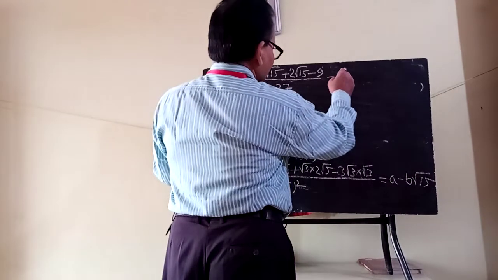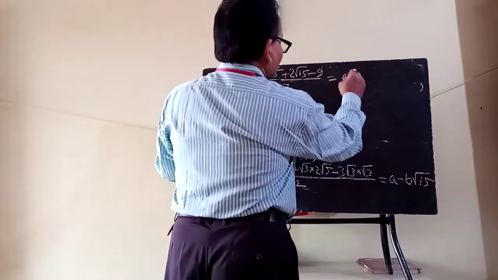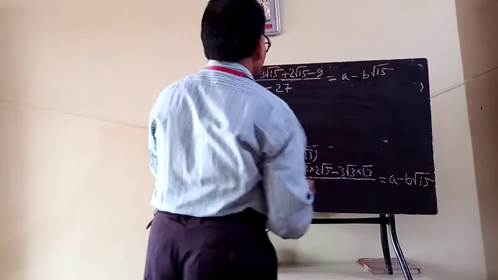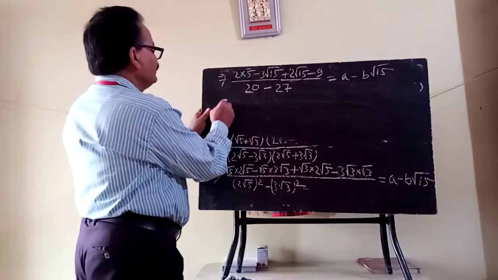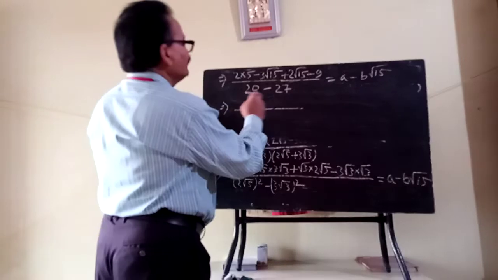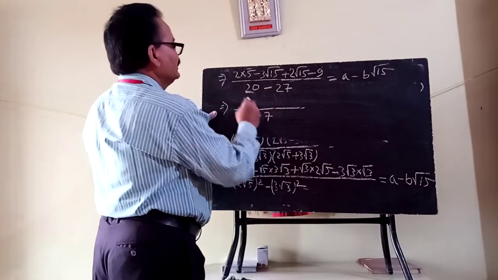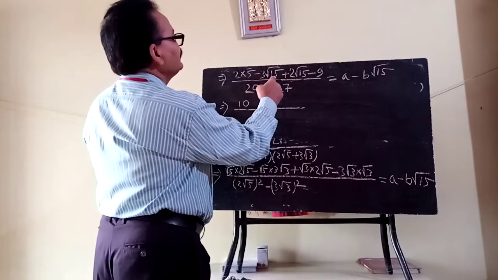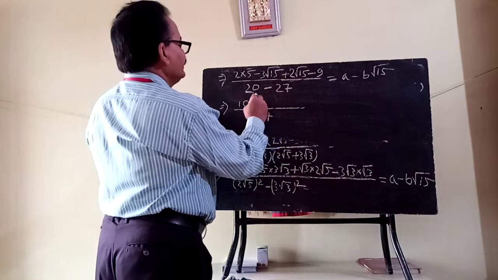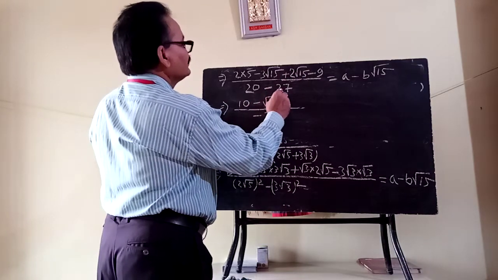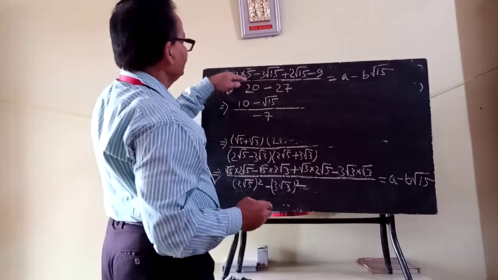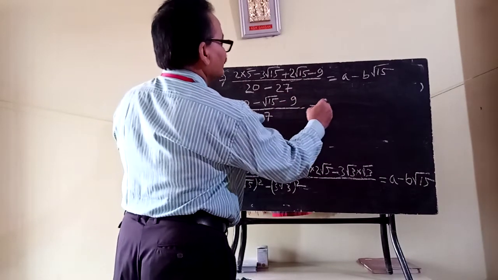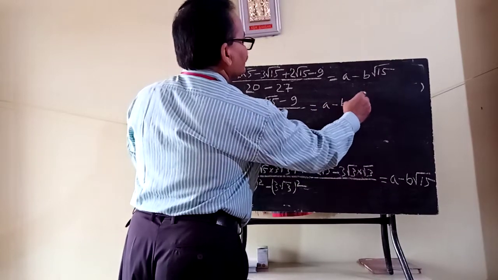And on the right side, it will be your a minus b root 15. Now, again put your implied sign. In the denominator, it is minus 7. And in the numerator, it is 10, and then minus 3 root 15 plus 2 root 15 is only minus root 15, and then minus 9.